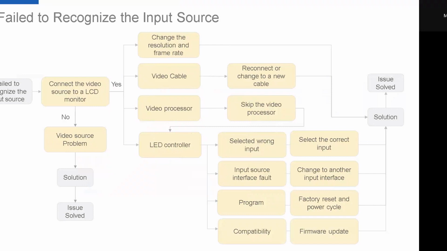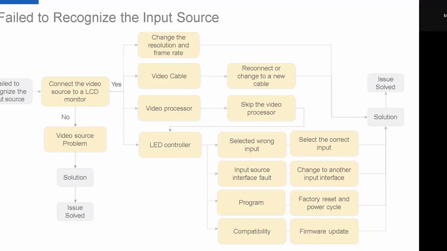First, change the resolution and frame rate of your video source, and see what happens. If the problem is caused by the resolution and the frame rate, this step will solve the problem. But if that cannot solve the problem, we need to check the video cable, reconnect it, or change to a new cable. If the problem still exists, we need to troubleshoot the video processor.